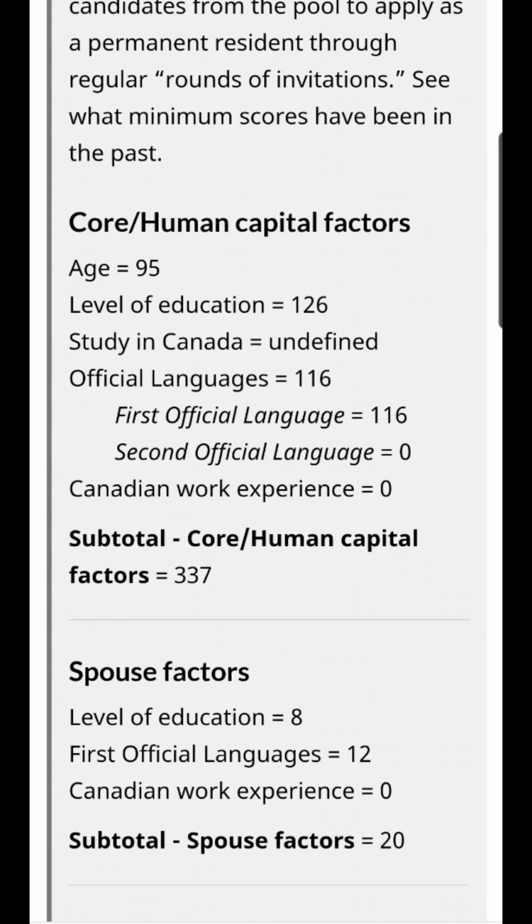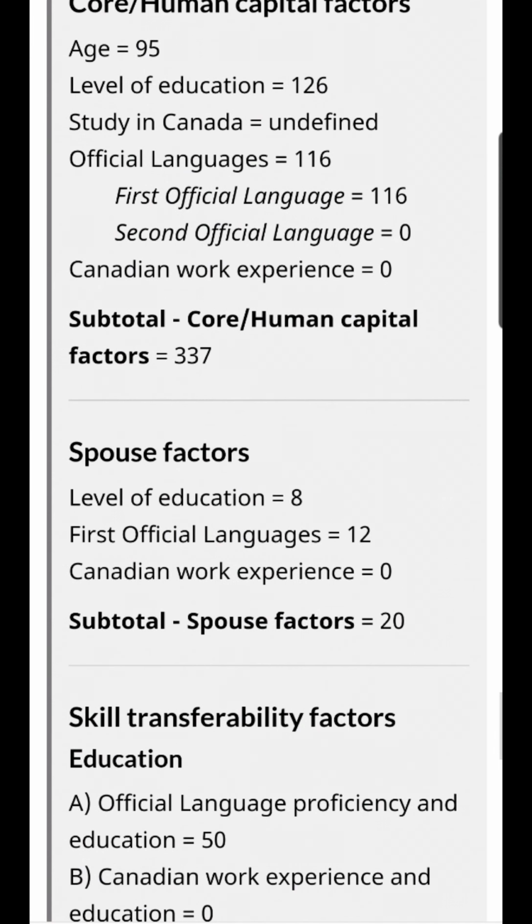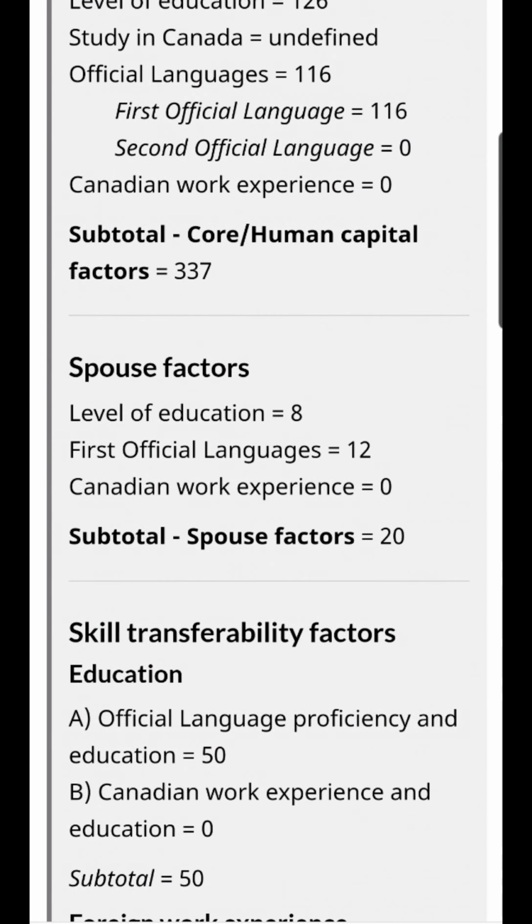Then study in Canada. If you have a Canadian degree, you will get a score. Then official languages, language score. If you score high marks in IELTS, this score will be improved. First official language is 116. And for the second official language, even if you write French, you will get a score. And for Canadian work experience also, you will get a score. So the subtotal for human capital factors is 337.